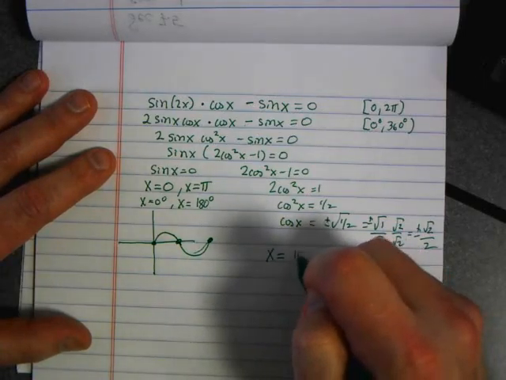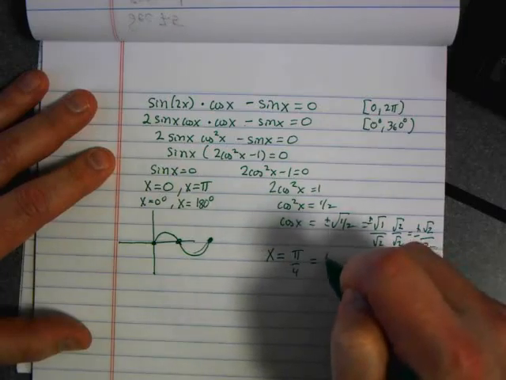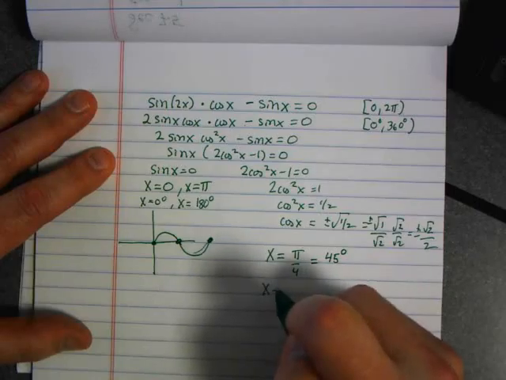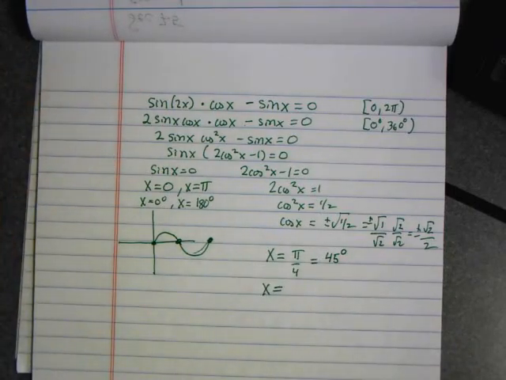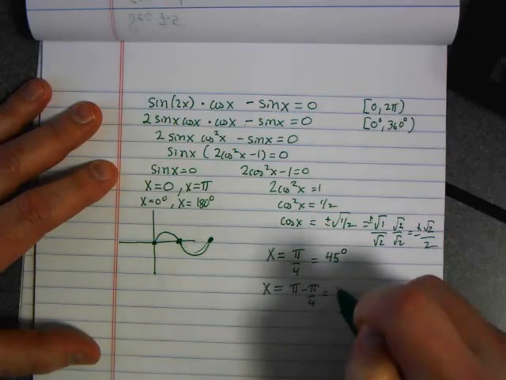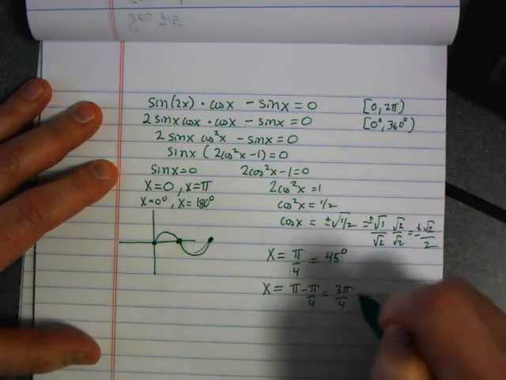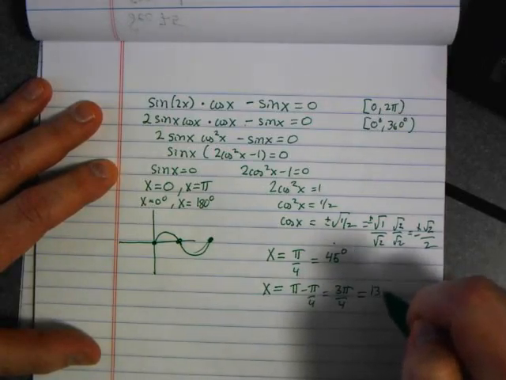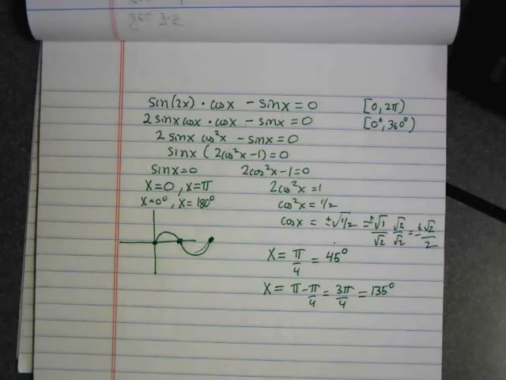Pi over 4, which is the same as in degrees? 45. All right. Which quadrant do you want to go to next? 2. How do you find the answer in quadrant 2? It's 180 minus 45, or pi minus pi over 4. So pi minus pi over 4 happens to be 3 pi over 4. And 180 minus 45 happens to be 135 degrees.